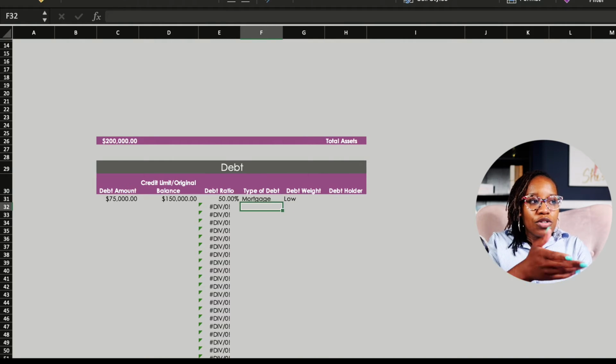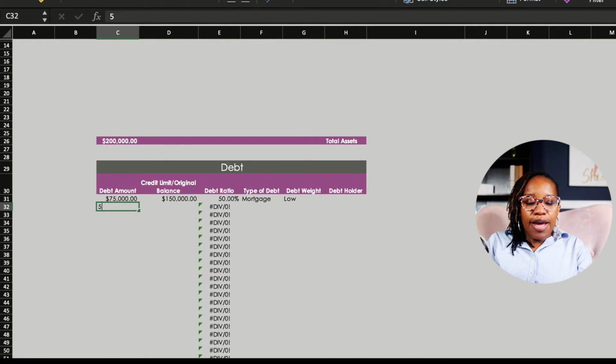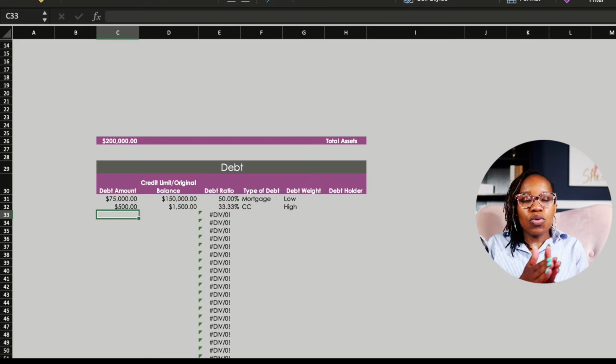So if I were to determine what type of risk this was, I would say that this was low. But let's say that I had a credit card, and that was the limit on it. It's 33%. And let's just say I put CC for credit card. I would say that was high, right? Because there's nothing to secure this particular debt. There's nothing they can come and take in order to recoup their payments should I not pay. So that debt weight is high.